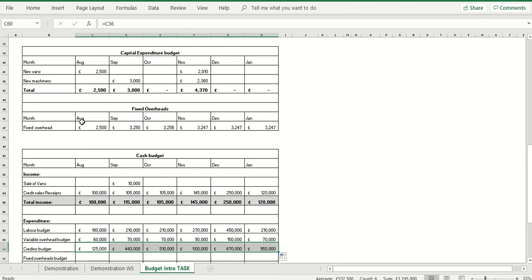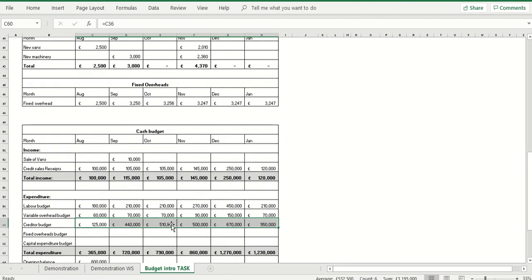Our fixed overhead budgets are simply given to us up here. So again, we can take this whole item and just move it down there.